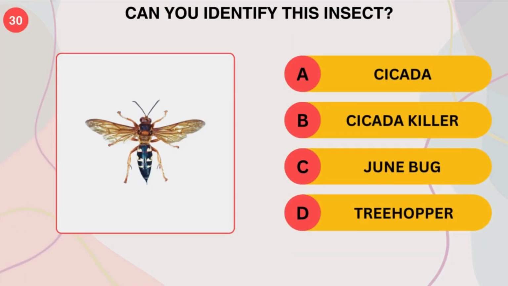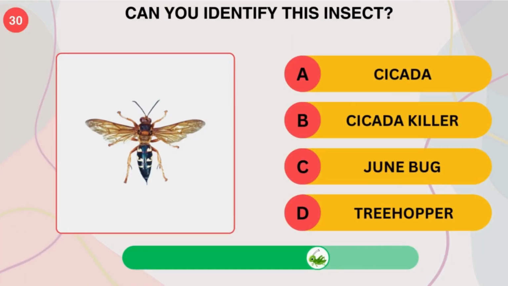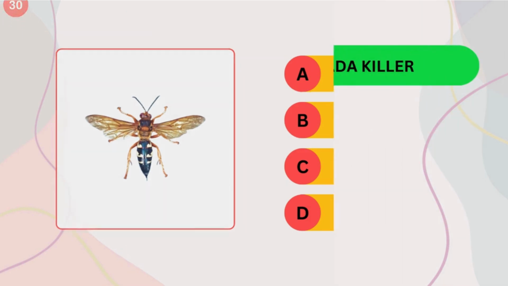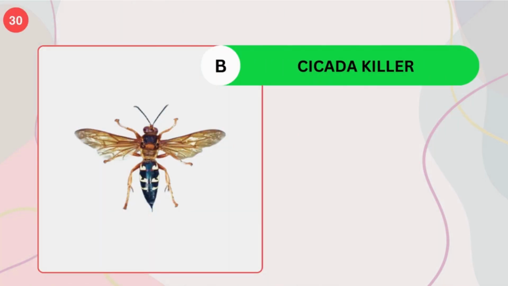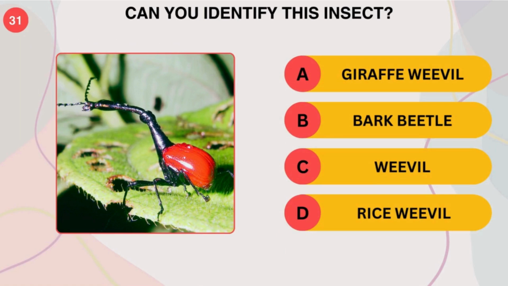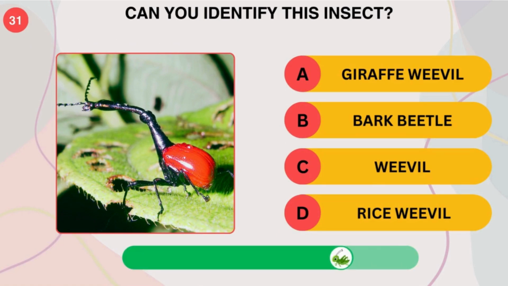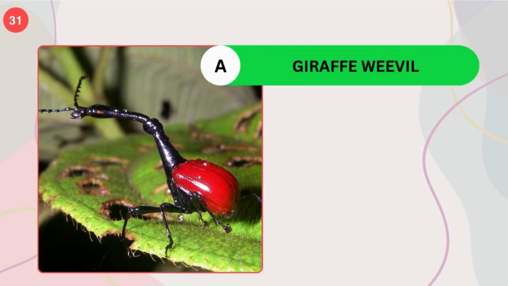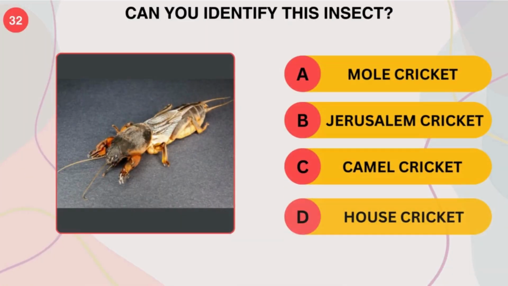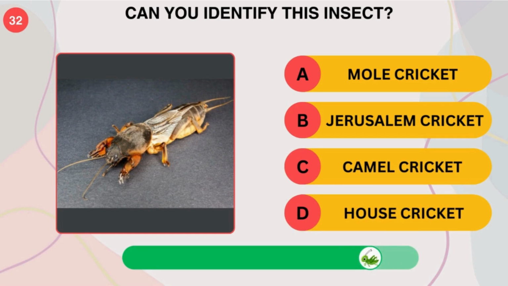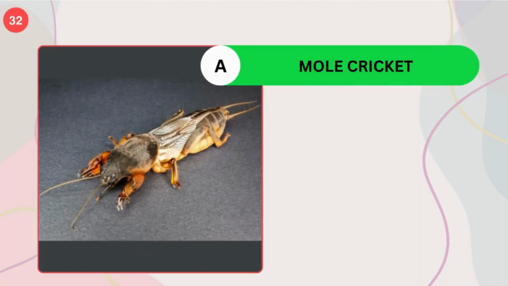Recognize this insect. Cicada killer. Name this insect. Giraffe weevil. Can you recognize this insect? It's a mole cricket.